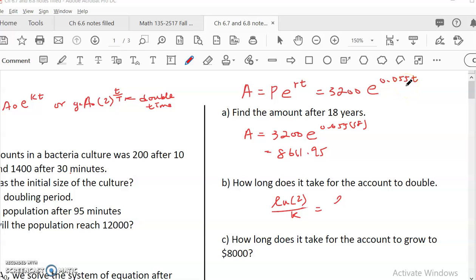So you can write the exponential model very clearly, and then they ask us how long does it take for it to double. That would be ln 2 divided by k. In this case it is ln 2 divided by 0.055, because that is the given growth rate. So it's just a matter of putting it into the calculator.